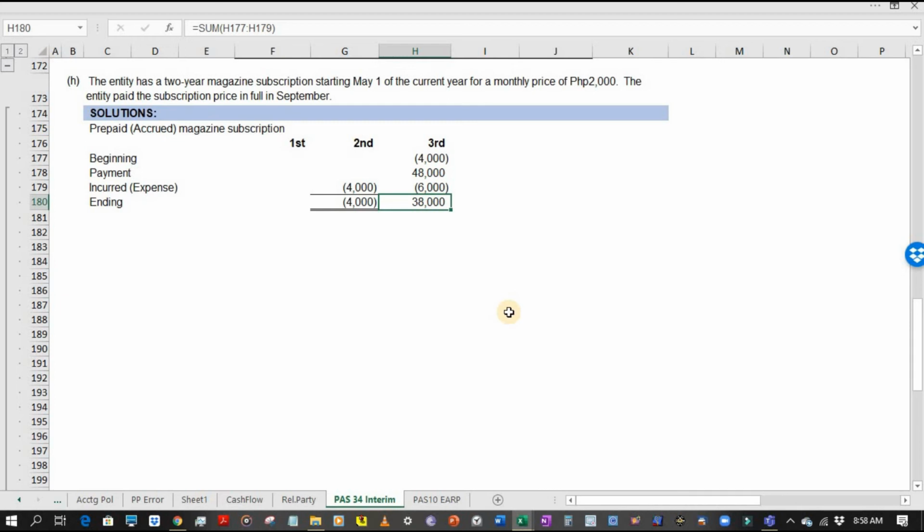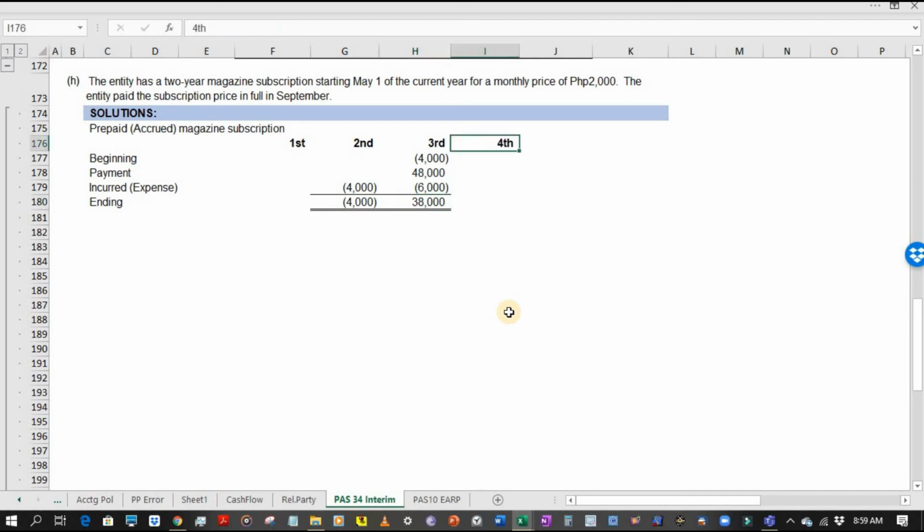And again, as of the end of the third quarter, the entity will no longer present an accrued liability. Instead, the entity will present a prepaid magazine subscription, and of course, this will be in the statement of financial position. However, for the income statement, the amount of subscription expense will now become 6,000 pesos. Then let's proceed to the fourth quarter.